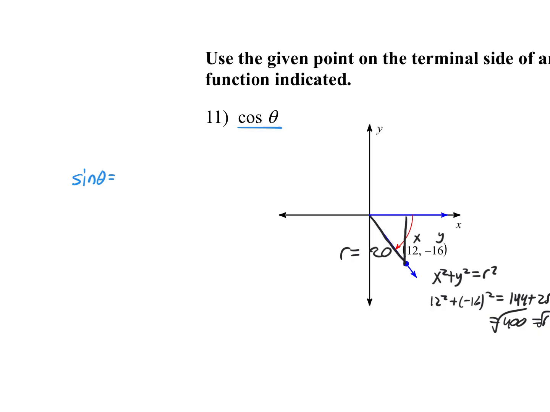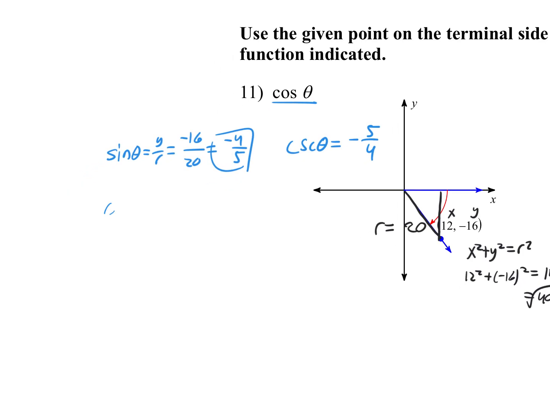So sine of theta is going to be y over r, which is going to be negative 16 over 20, which simplified is going to be negative 4 over 5. All right. Once you have sine, you can immediately find cosecant, right? Remember that those are reciprocals of each other, so cosecant is going to be negative 5 over 4. Just flip your fraction. All right. I can find cosine, which is what the original problem asked, right? It's going to be x over r, which is going to be 12 over 20, which is 3/5. All right, keep in mind that secant is the reciprocal of cosine, so secant has to be 5 over 3.